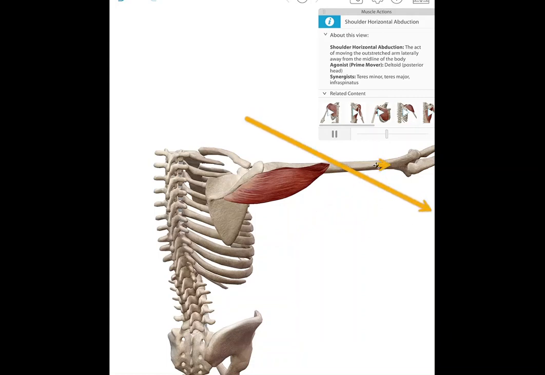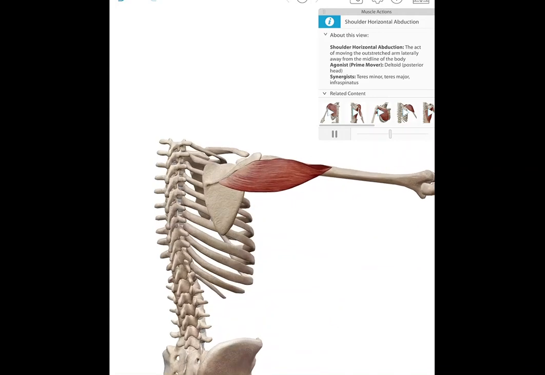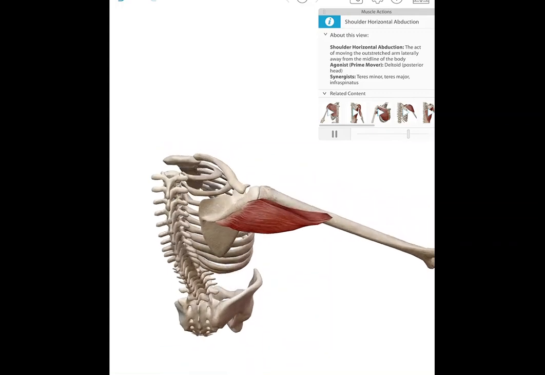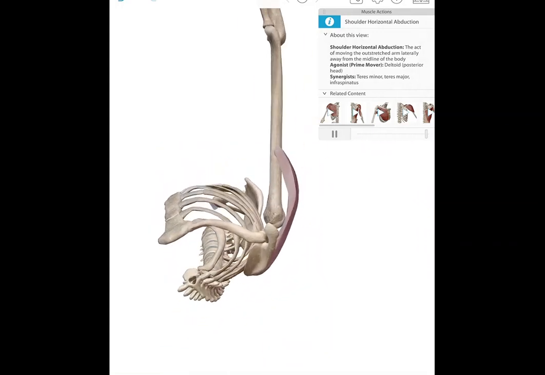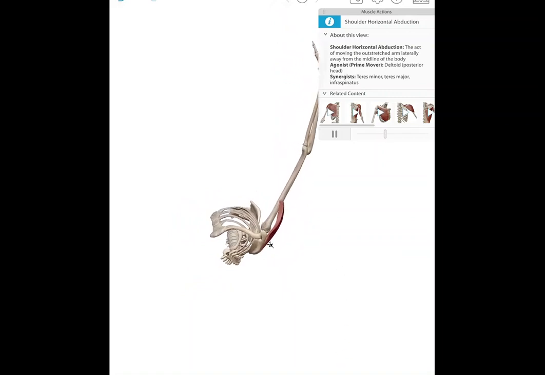So the humerus will be moving backwards relative to the midline. So we see that here, pulling posteriorly. The posterior fibers of the deltoid muscle are creating this motion away from the midline.